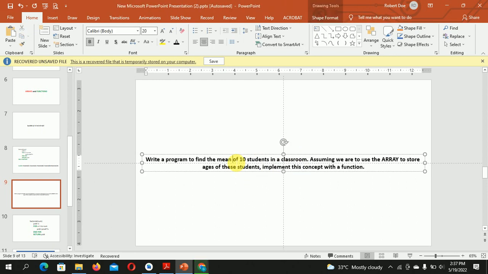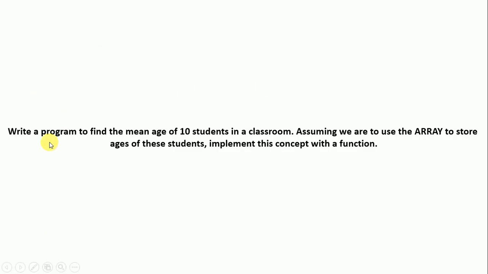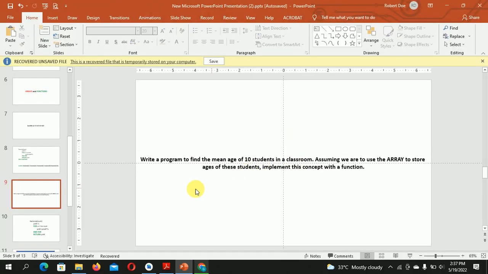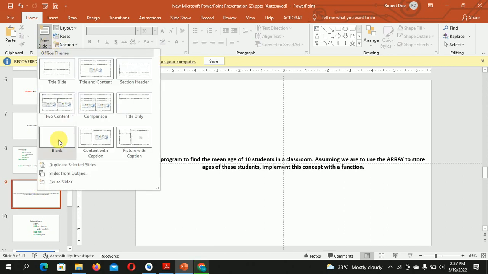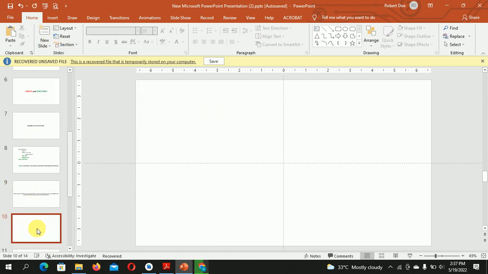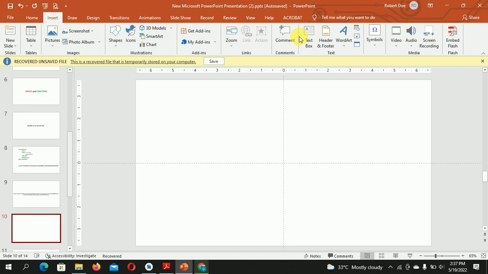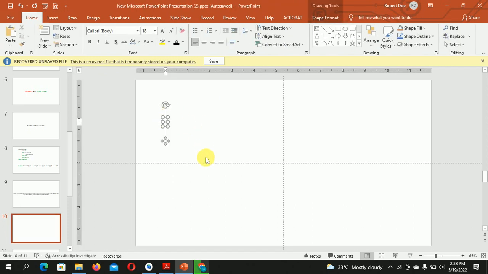The mean age. So this is going to be the question. Write a program to find the mean age of 10 students in a classroom. Assuming we are using an array to store the ages of the students, implement this concept with a function. So in this case, the program tells us we are going to write code. And writing code, we've already treated the arrays.